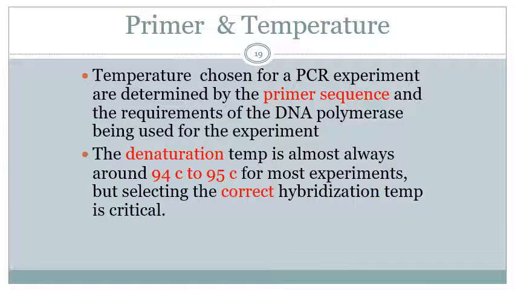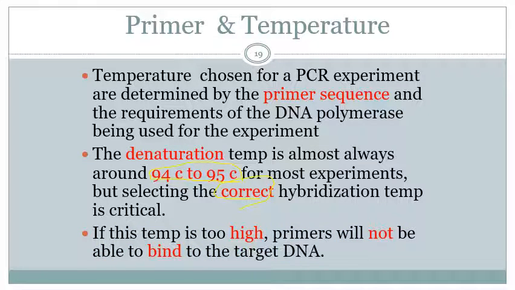The denaturation temperature is around 94 to 95 degrees centigrade. Selecting the correct hybridization temperature is very critical. If the temperature is not suitable or complementary to our DNA, the primer will not bind to our DNA, you can see that, and annealing will not occur.